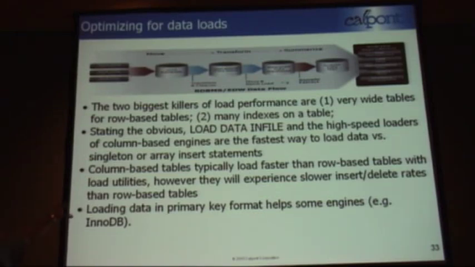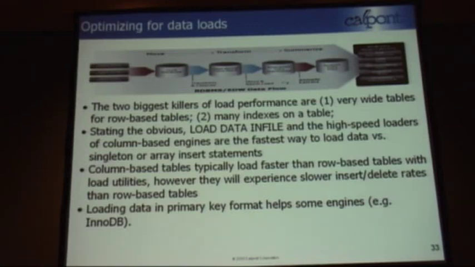Again, the row-based tables are going to load faster. If you're having to use ETL tools to shoot that data through, and it is inserts and such, your row-based tables are going to give you better performance than a column-based table is. That's just kind of par for the course. Loading data in primary key order sometimes helps out these engines, InnoDB being one of them.